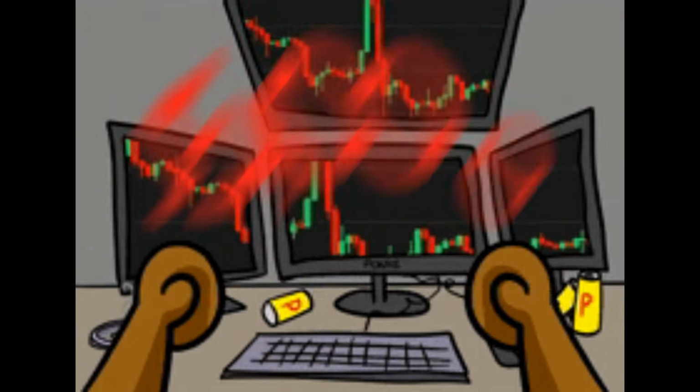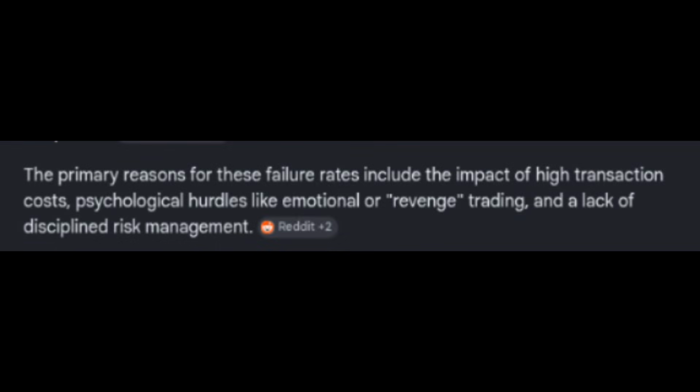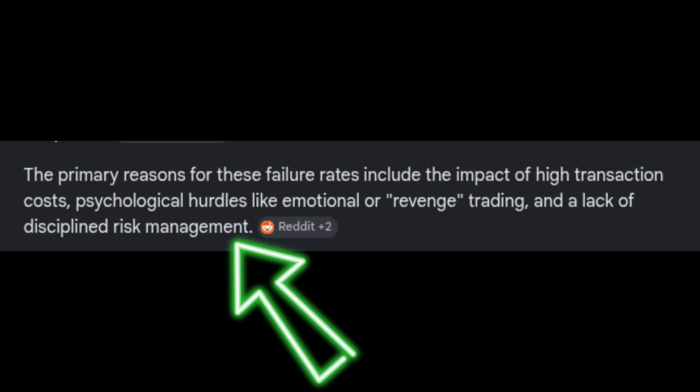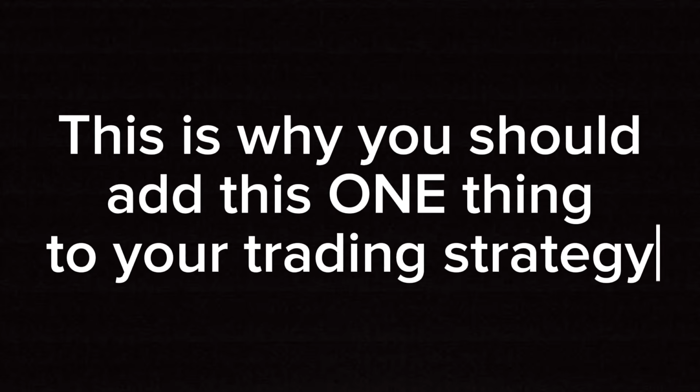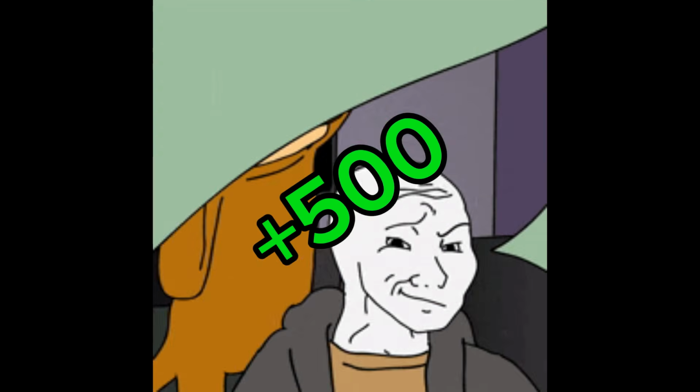According to statistics, 97% of day traders are unprofitable. But what if I told you the 3 main reasons for this is psychology, transaction costs, and risk management? Now, you may say I already have those things down, but another reason people fail is because their strategy just sucks. This is why you should add this one thing to your trading strategy to improve it.